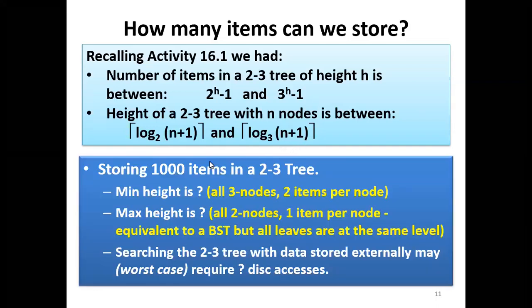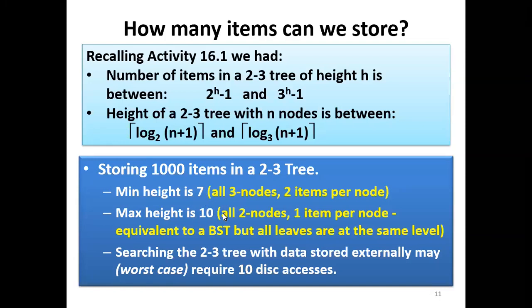So in this case, if we want to store 1,000 items in a 2-3 tree, then for the minimum height and the maximum height, it could be under 3 nodes, which is saying that we need to store 2 data items per node, or it could be under 2 nodes, which is also saying that we need to store 1 data item per node. So in that case, we can have a height of 7 and a height of 10 in these two conditions.